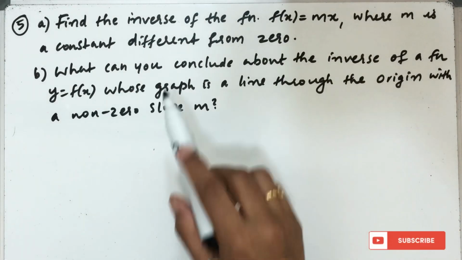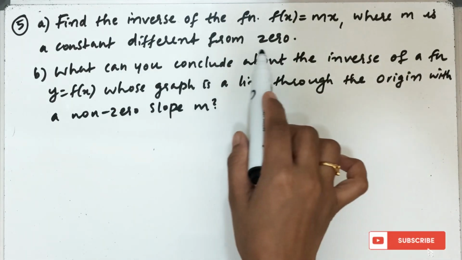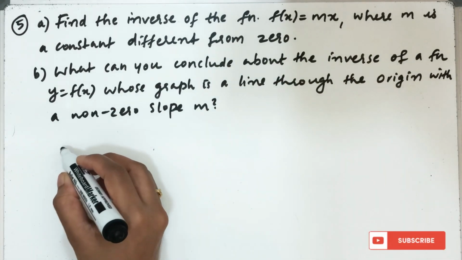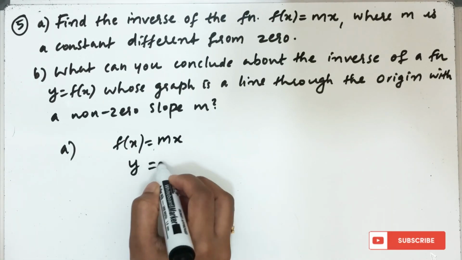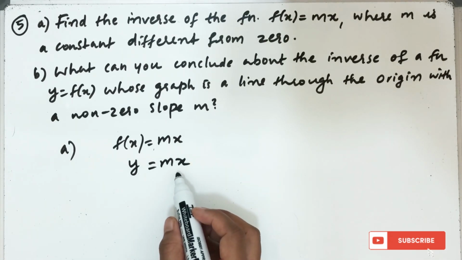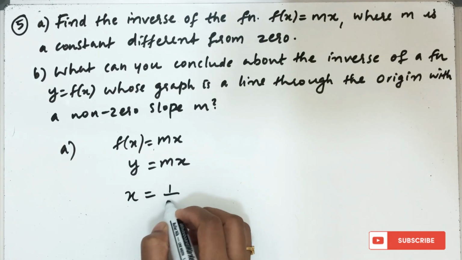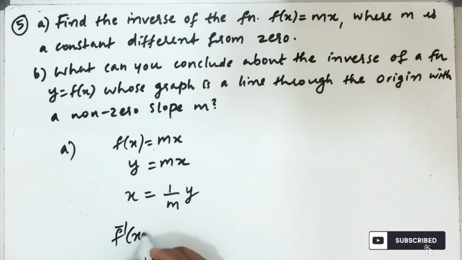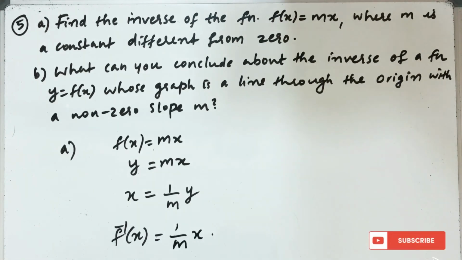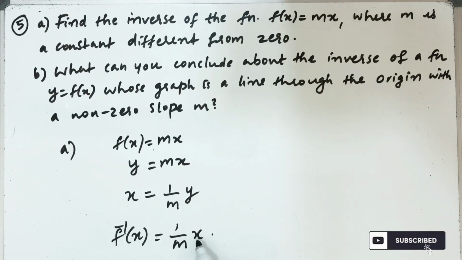Next question. Find the inverse of the function f of x equal to mx, where m is a constant different from 0. Here, to find the inverse, given f of x equal to mx, or we can say y equal to mx. To find the inverse, we can express x in terms of y, that is x is equal to 1 by m into y. So f inverse of x is obtained by interchanging x and y: 1 by m into x. So if f is a line with a slope m, then its inverse is a line with a slope 1 by m.